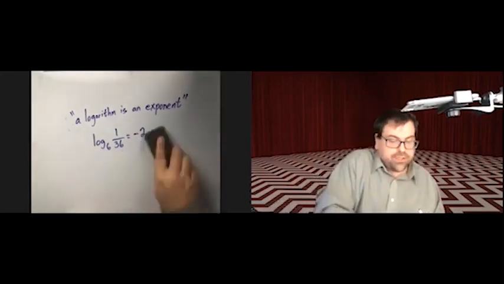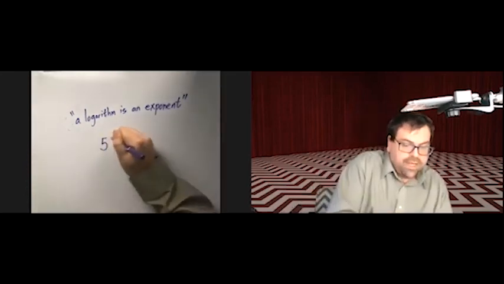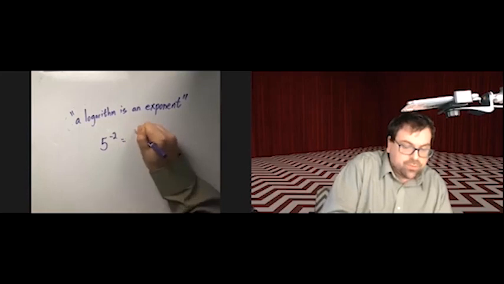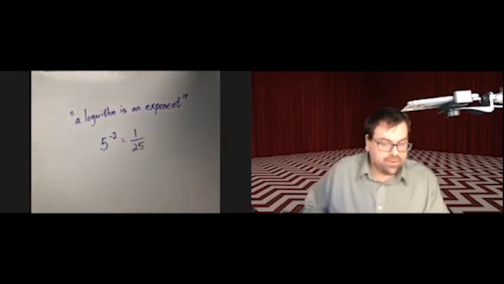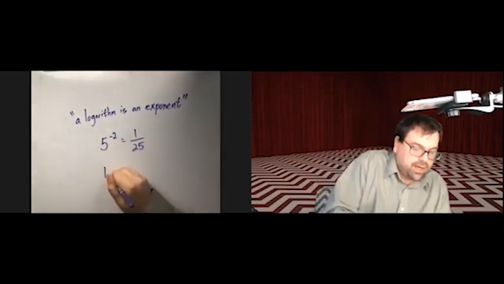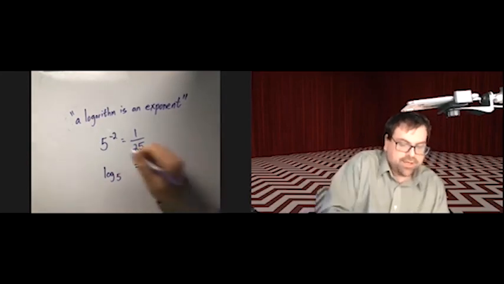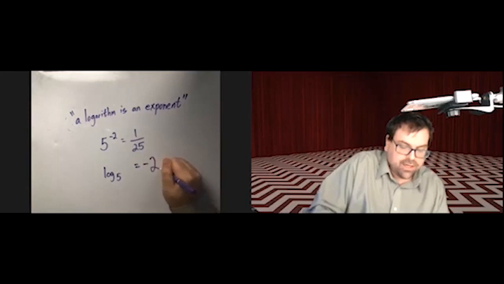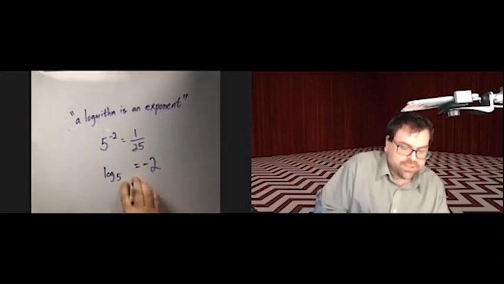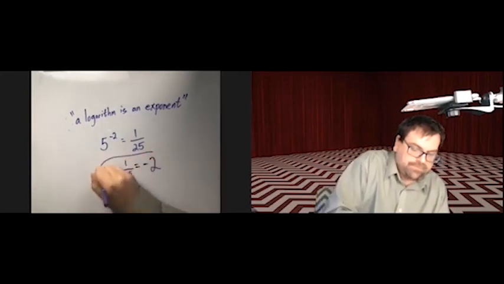What about going in the other direction? If we have 5 to the -2 equals 1 over 25, base 5. So we would write log base 5. A logarithm is an exponent. The exponent is -2, so this log is -2. And what goes here? Well, the thing that's left, 1 over 25.